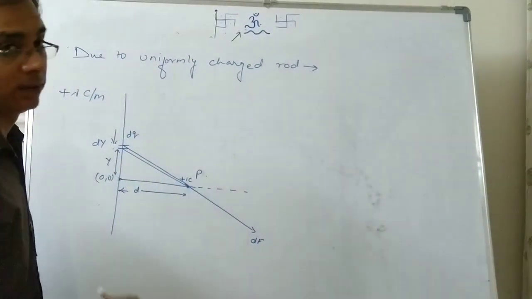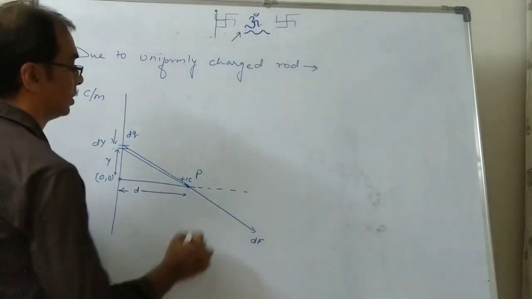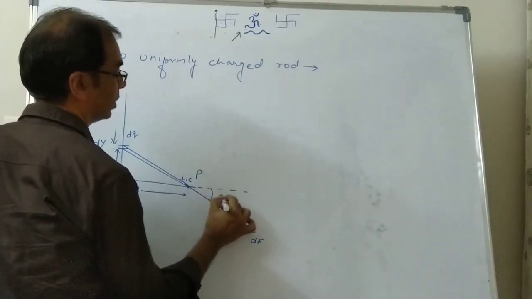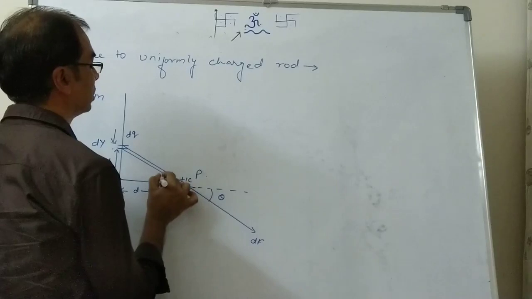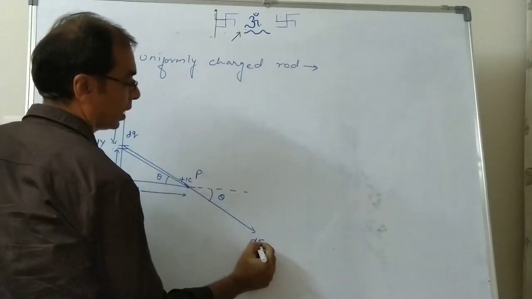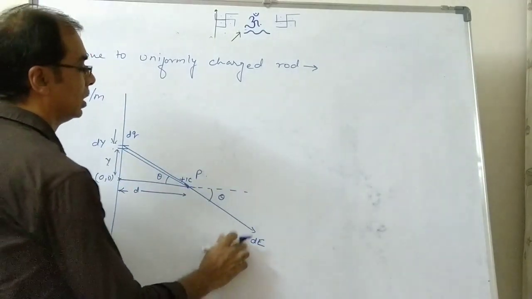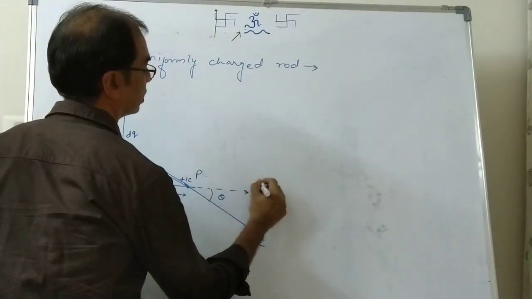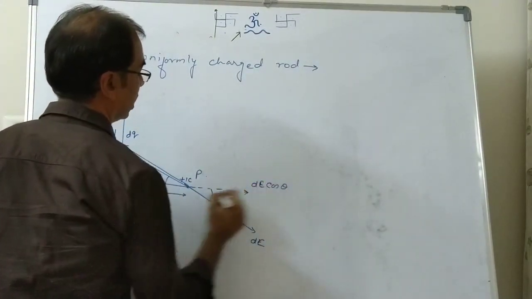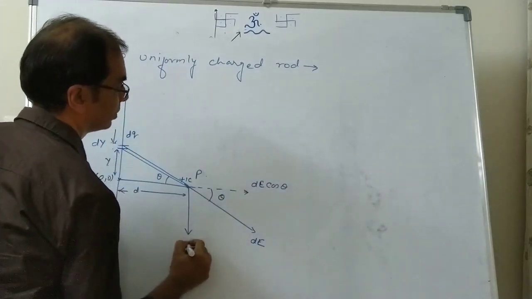Now you can see that again it is an inclined force, so definitely there will be components of that. So what components here? This will be theta, this will be theta. This is dF, or I would write here dE, because we are talking about electric field, right? So this is dE, this will be dE cos theta, and this will be dE sin theta.